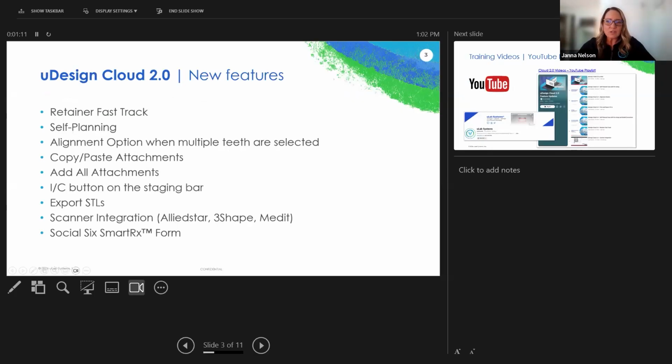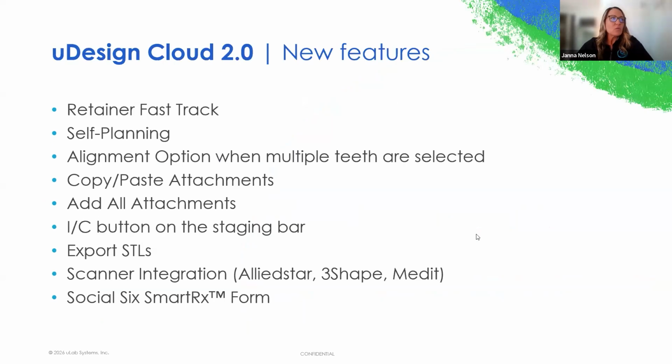The uDesign Cloud 2.0 new features that I'm going to go over with you today are the retainer fast track, your self-planning, alignment options when you're selecting multiple teeth, and the copy and paste attachments. Add all attachments, which is great because that's also in the software now. And then your IC button on the staging bar, exporting your STLs, scanner integration, and your Social 6 Smart RX form, which is one of our newest prescriptions that we have. So with the different features, we're going to go over that.